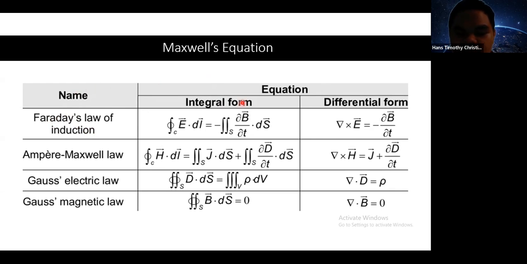We can see the integral form and the differential form, where E is for electric field, B for magnetic flux or magnetic induction, H for magnetic field, J for current density, D for electric displacement, and rho for electric charge density.